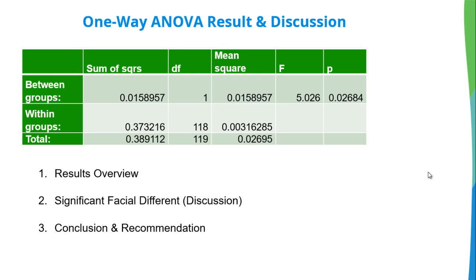As we continue in our interpretation, results and discussion, don't forget that we also computed a one-way ANOVA for the two diseases. Looking at this ANOVA table, we have between groups and within groups: sum of square, degrees of freedom, mean square, F, and p-value. We can briefly explain these values.